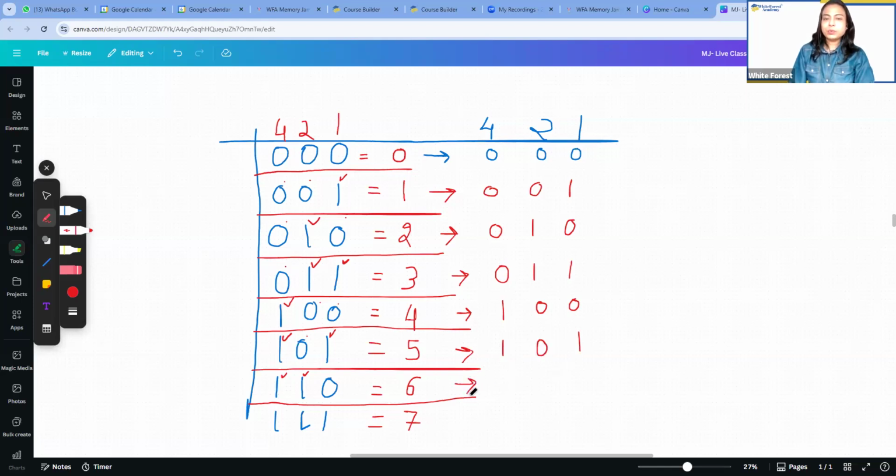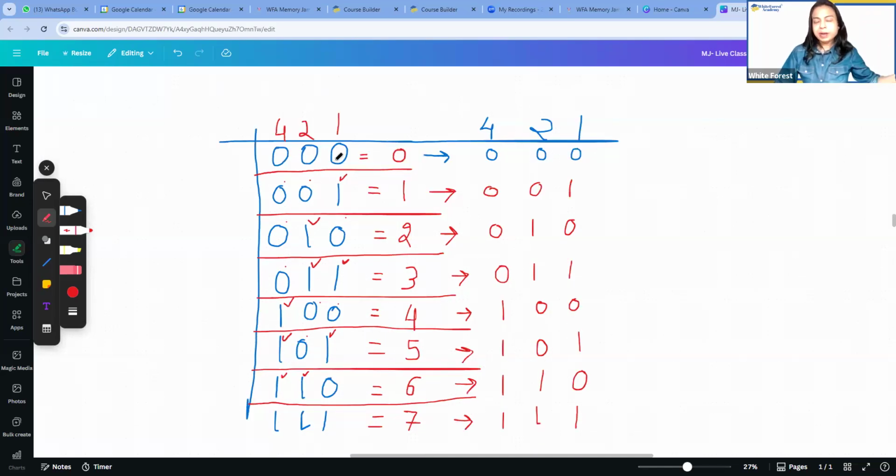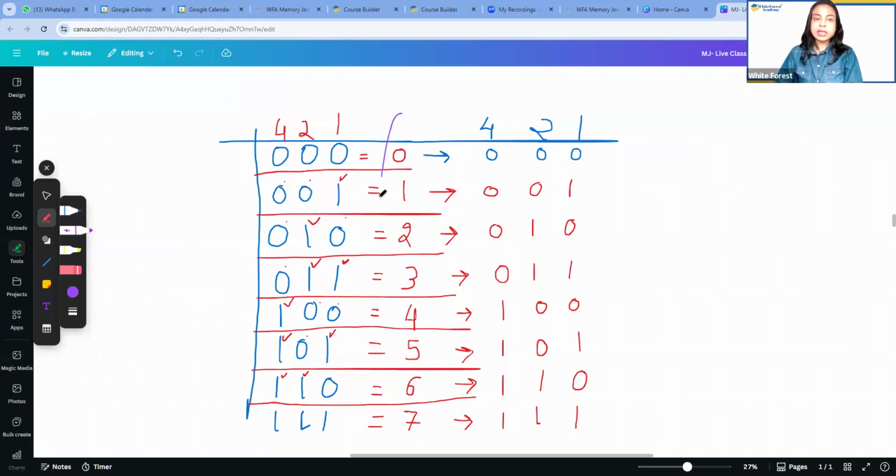What about 6? 1, 2, 4. Where should I place 1? I'll place 1 at 4, I'll place 1 at 2, and 0. It becomes 6. What about 7? 7 means ones at all the 3 places. So basically, we just need to learn and understand how binary digits are converted into decimal numbers and how decimal numbers are converted back into the binary digits. Now, this is exactly what we'll be doing when we are going to memorize the binary numbers. Now, let's see how we do that.